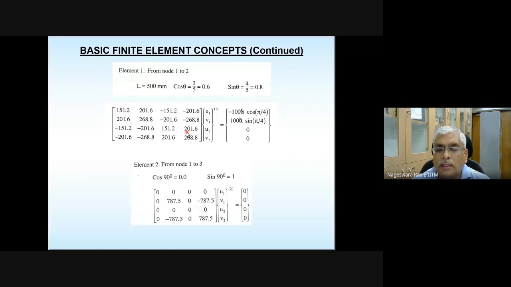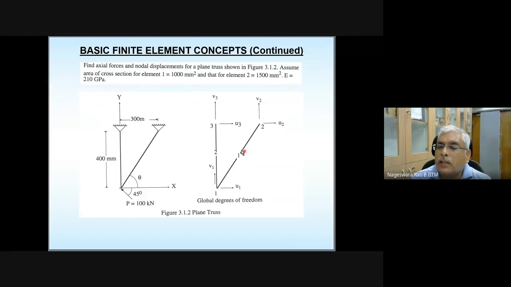So what I'm saying is, if you have, let's say, instead of 2 members, 10 members, all the 10 members joined at this common node 1, and all other nodes are hinged, then if I want to assemble the global equation system, it's going to be 20 by 20. Finally, the reduced equation system only depends on the nodes which are free to move.